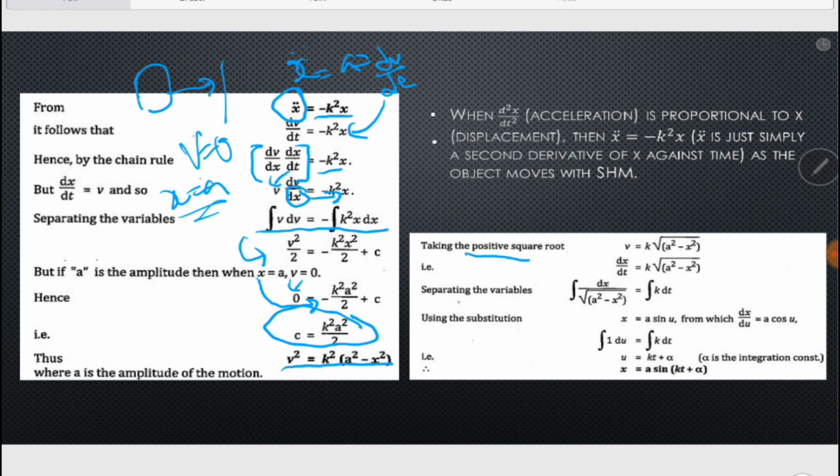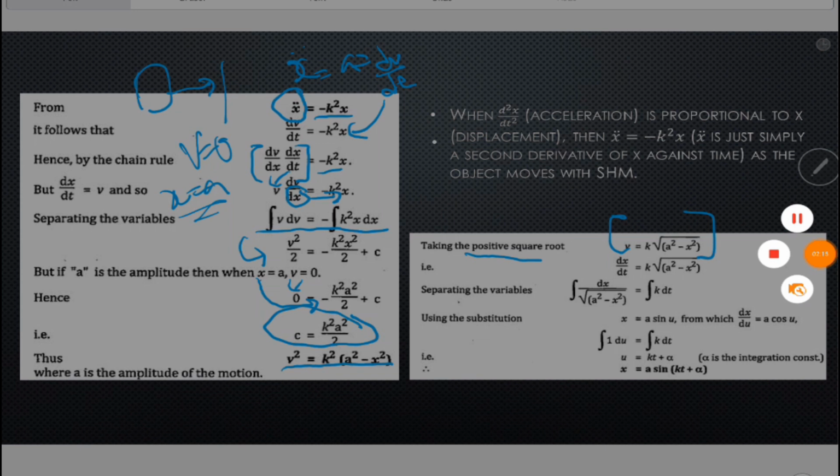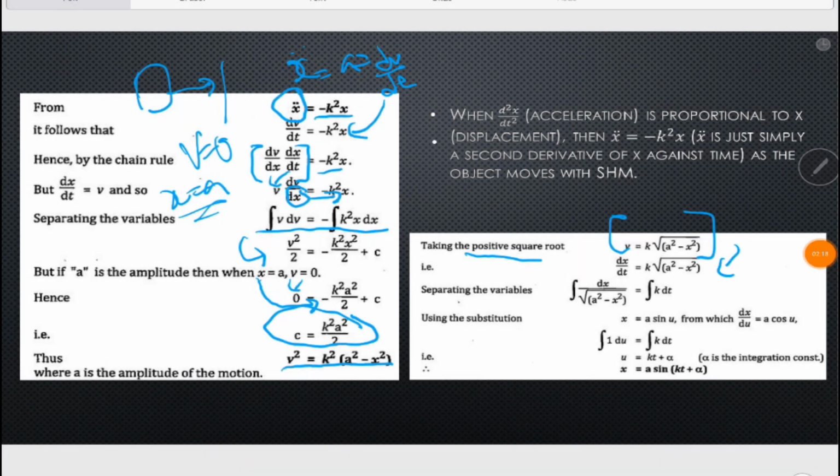But since we're only taking the positive side here, you can also rewrite it into v equals k square root of a squared minus x squared. And again, since we already mentioned v is simply just dx over dt, we can rewrite it in this form where dx/dt is simply equivalent to k square root of a squared minus x squared. And then we will rewrite it because we want to integrate both sides into this form: integral of 1 over square root of a squared minus x squared dx equivalent to integral of k dt.